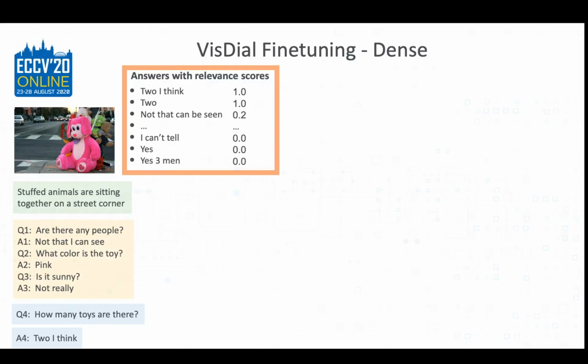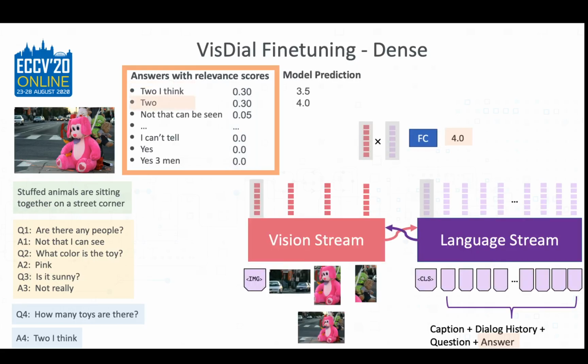We then optionally fine-tune on dense annotations. We first normalize the relevance scores for all the answer options. We then predict the scores for all the candidate answers.